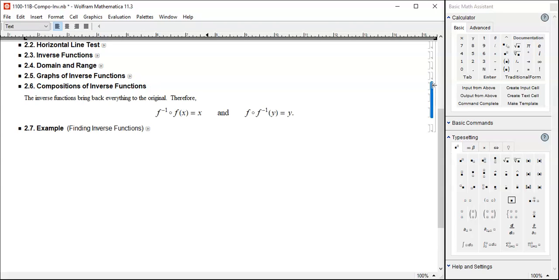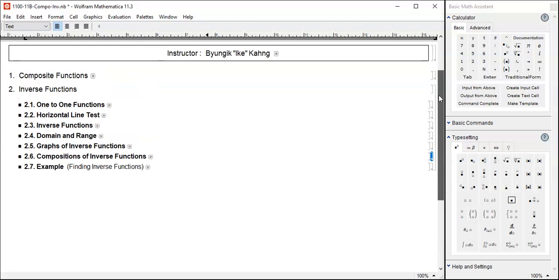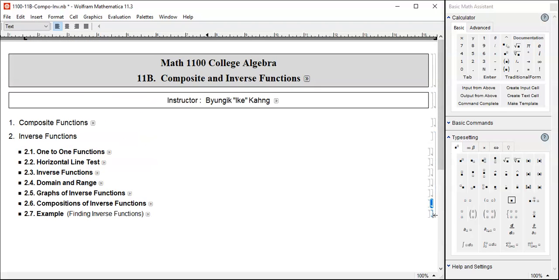Compositions of inverse functions, oh, that's even simpler. x goes to y and y is coming back to x. So if I compose, it should come back to x. And also vice versa, if I start from y to the inverse, y goes to x and then x is coming back to y, so we get the original, same thing back again. Too simple. Not really worthy of any class time so far.